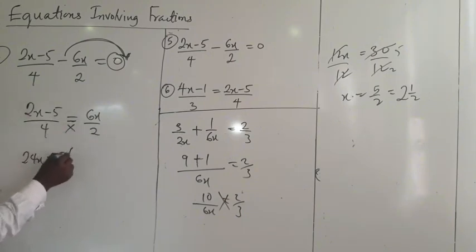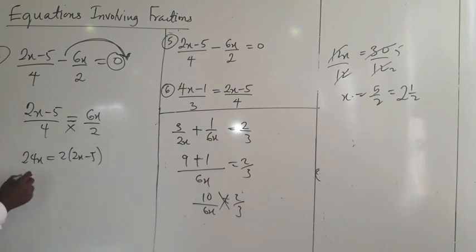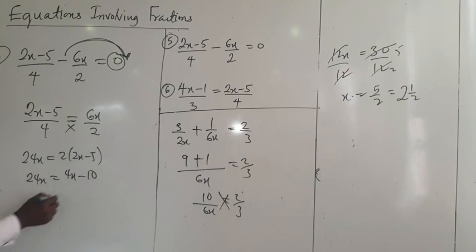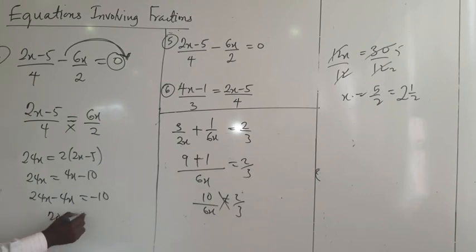Then 2 into bracket 2x minus 5. So that is 24x equals 4x minus 10. So that means we have 24x, collect like terms, minus 4x equals minus 10. I hope I'm making sense. So this will give us 20x equals minus 10. It is x we are looking for, so divide both sides by 20. So this cancels this, then x will be equal to, cancel it, minus 1 over 2. Is this clear?